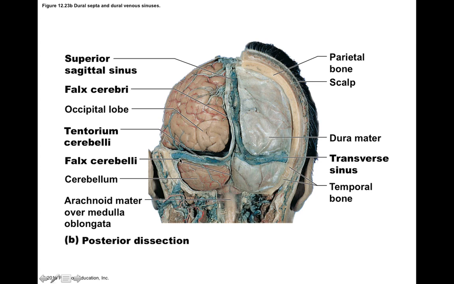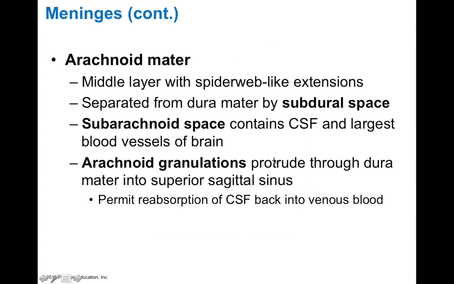And in this type of dissection, what they've done is they've actually filled the blood vessels with a plastic type of rubbery material that makes these look more distinct. Now, in a living specimen, they wouldn't look this blue. These have been injected with a dye. So the arachnoid mater, if you remember, is deep to the dura mater. It's the middle layer with a spider web-like extension. And they're separated from the dura by the subdural space. Subdural space, remember, is the potential space that could fill with blood if you have a hematoma.